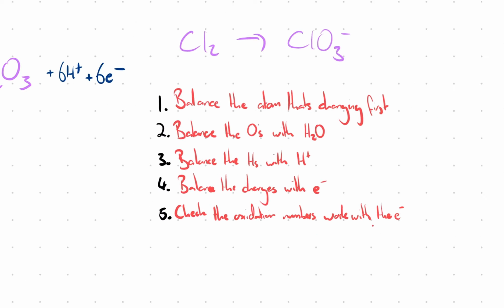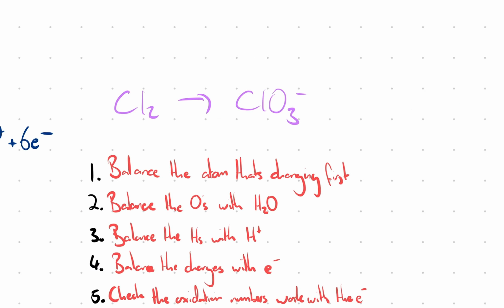So, this time we've got chlorine. Balance the atom that's changing first. So here, 2. Next, balance the oxygens. We've got 6 on the right. Don't make the mistake of forgetting the 2 here. Balance the hydrogens.